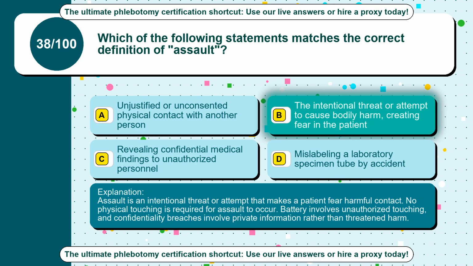Assault is an intentional threat or attempt that makes a patient fear harmful contact. No physical touching is required for assault to occur. Battery involves unauthorized touching, and confidentiality breaches involve private information rather than threatened harm.